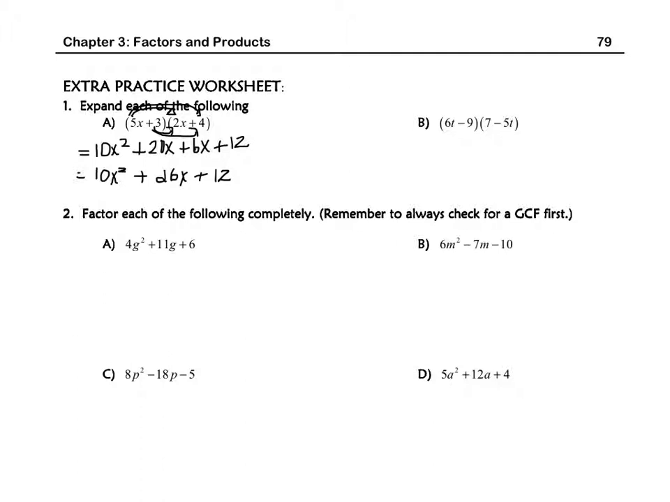And the next one, another 2 binomials to multiply. We've got 6t times 7, that's going to give you 42t. And then 6t times negative 5t is going to give you negative 30t squared. And then you've got minus 9 times 7, which is minus 63. And minus 9 times negative 5t is positive 45t. So then we're just going to put that in order and put like terms together.